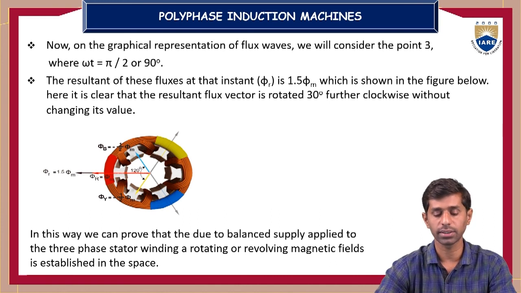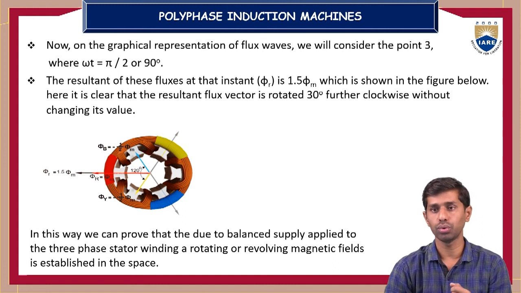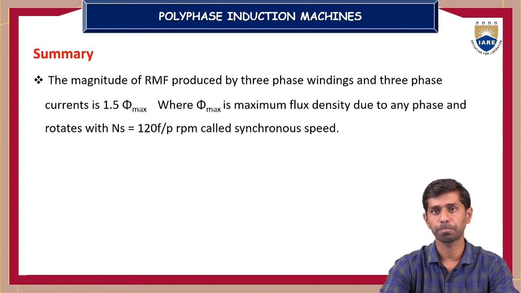Here it is clear that the resultant flux vector has rotated 30 degrees further in a clockwise direction. At each instant it is rotating in a clockwise direction by 30 degrees without changing its maximum value, or without changing its amplitude. In this way, we can prove that due to a balanced supply applied to a three-phase stator winding, a rotating or revolving magnetic field is established in space.